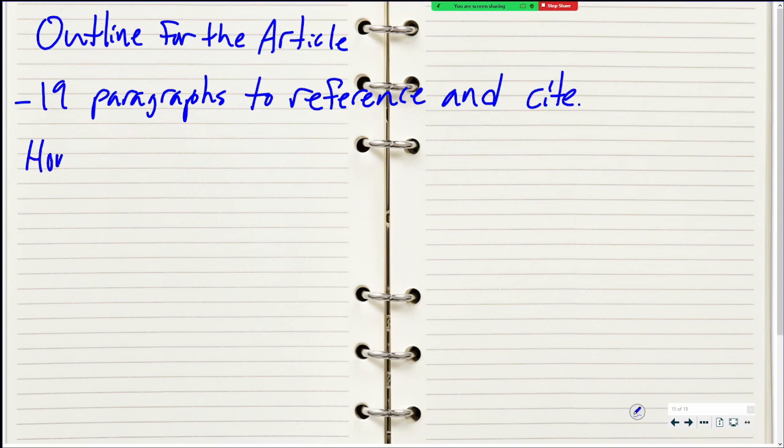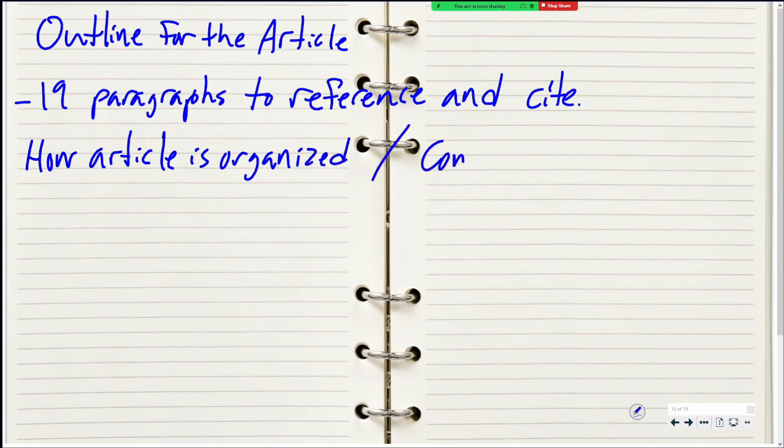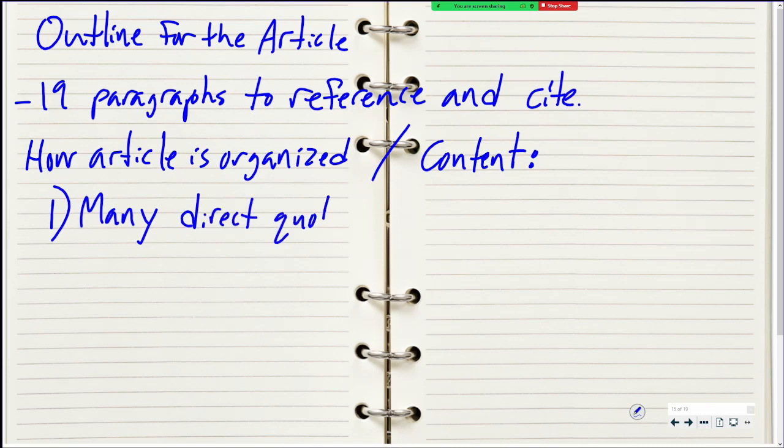I would say, you know, how the article is organized and its content. So what we're dealing with here, and you need to pull content from this article, we have many direct quotes from the elder, right?